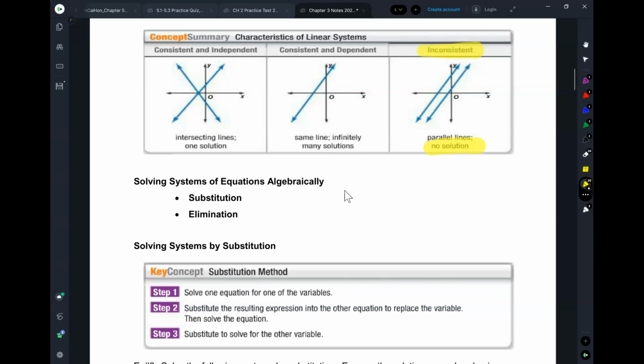It could also be that the two functions are actually the same exact function, in which case, if you graph them, they will literally lie on top of one another, like the case in the middle here. So that's two lines on top of each other. At how many points are those two lines intersecting?